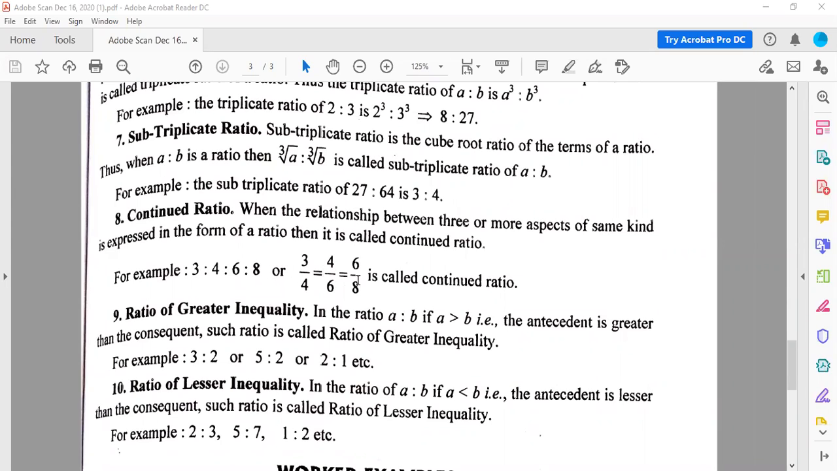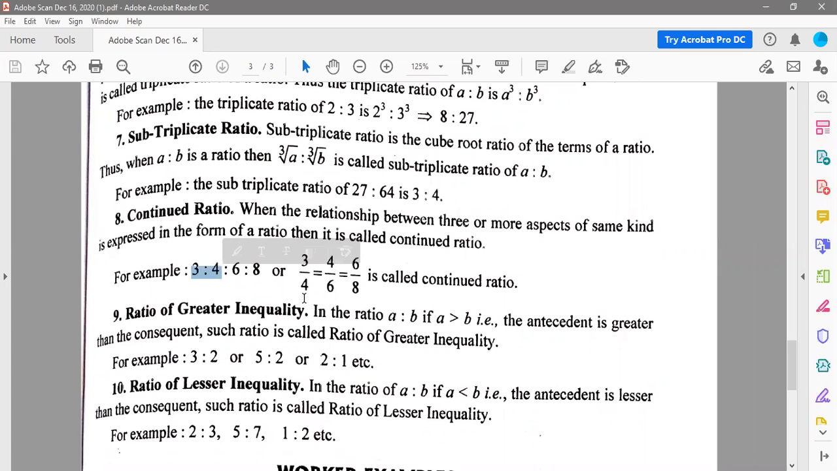Or you can also represent them in this way, where the first ratio is represented as 3 by 4. Ratios can also be represented as A by B, right? So 3 by 4. Now the second ratio will start from the second part, that is 4 is to 6. So 4 by 6. Then the third ratio will be 6 is to 8. So it is continuous, right? So that's why we are considering the middle two ratios continuously. So this is called as continued ratio.